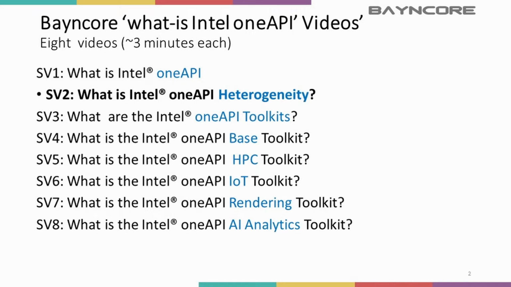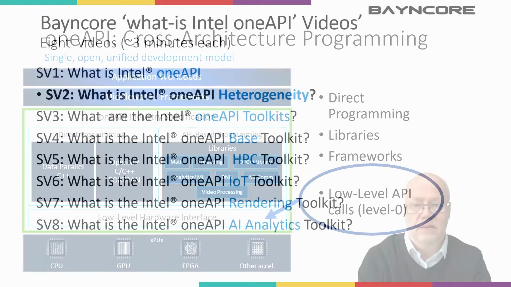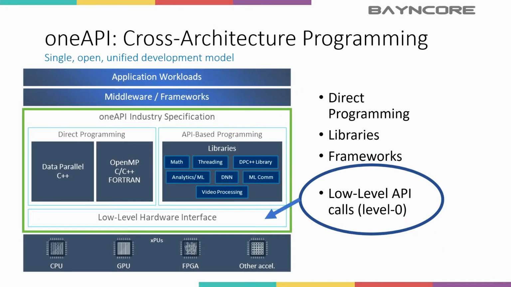In the first video we saw that Oneapi-cli is a programming model for building and optimizing code across different architectures such as CPUs, GPUs, FPGAs and AI accelerators, that is heterogeneity. At the bottom of the Oneapi-cli software stack is the Oneapi-cli Level 0 API, which provides direct-to-metal interfaces that can offload code to accelerated devices.